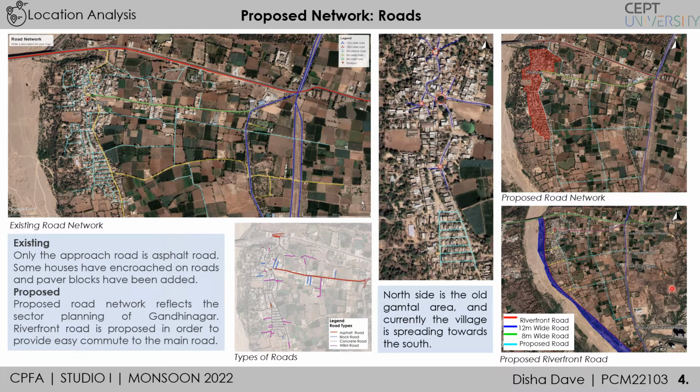The below option is for providing the riverfront road, which is into the continuation of the nearby development which is occurring. This riverfront road would also cater to giving the people a good access and commute to the main road rather than going through the long approach road which is currently present.